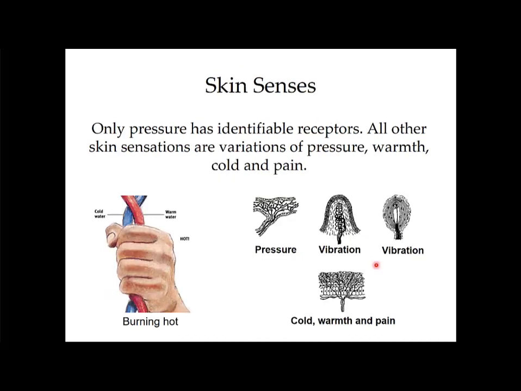So touch is a mixture of 4 different skin senses, and you can detect all different kinds of things. Now, oddly enough, pressure is the only one that has identifiable receptors. If I was to take a chunk of your skin and look at it under a microscope, I really can only find identifiable receptors for touch, for pressure. And you have several different kinds. For physical pressure, if something's vibrating your skin, you actually have 2 different kinds of things that can pick that up. And then everything else, cold, warm, and pain, is sort of a combination of all of the rest of those.